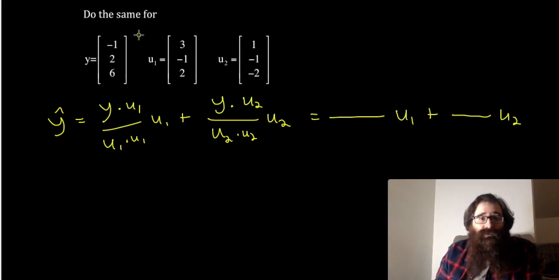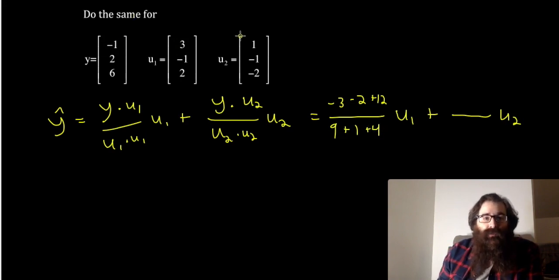Y dotted with u sub 1: negative 1 times 3 gives me negative 3. 2 times negative 1 gives me negative 2. And 6 times 2 gives me 12. Divided by u sub 1 dotted with itself: 3 times 3 gives me 9. Negative 1 times negative 1 gives me positive 1. And 2 times 2 gives me 4.